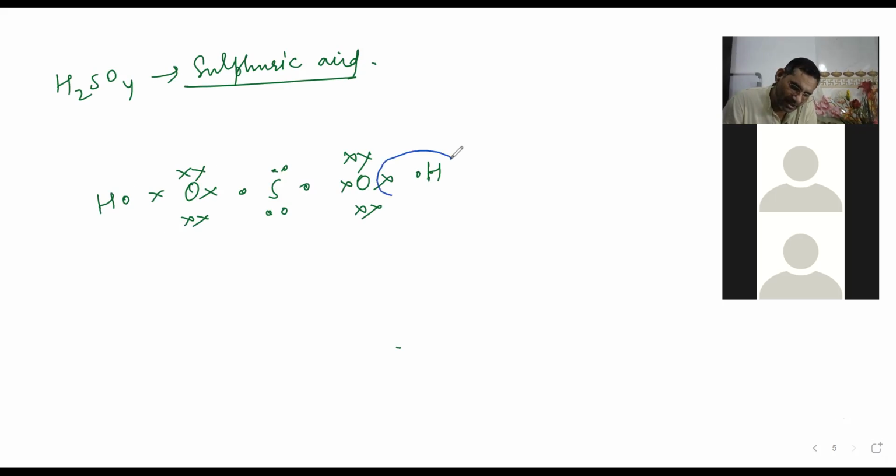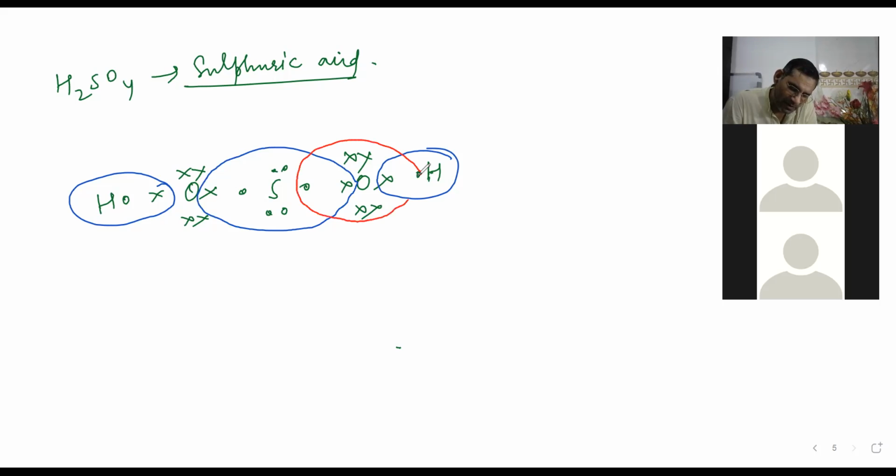See this H, this H. Now this sulfur is having a completely filled octet. What about oxygen? Oxygen will also be having a completely filled octet. All unpaired electrons will get paired. Now see this sulfur OH.